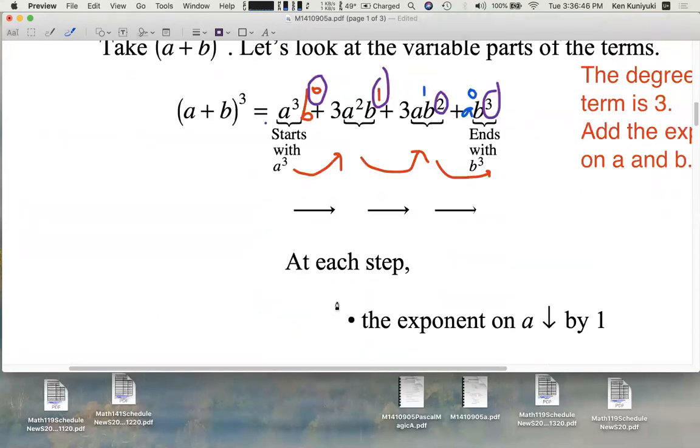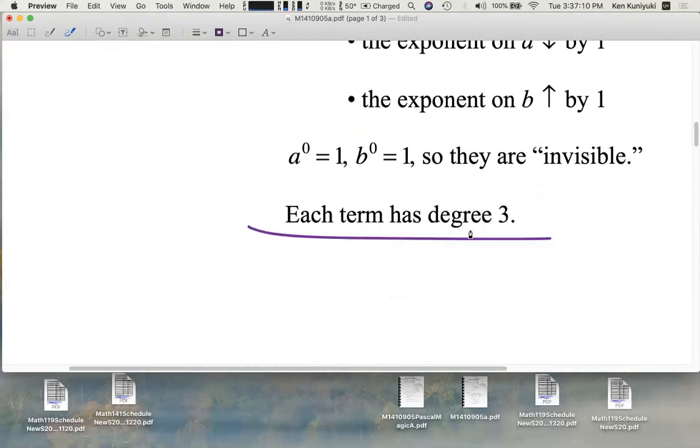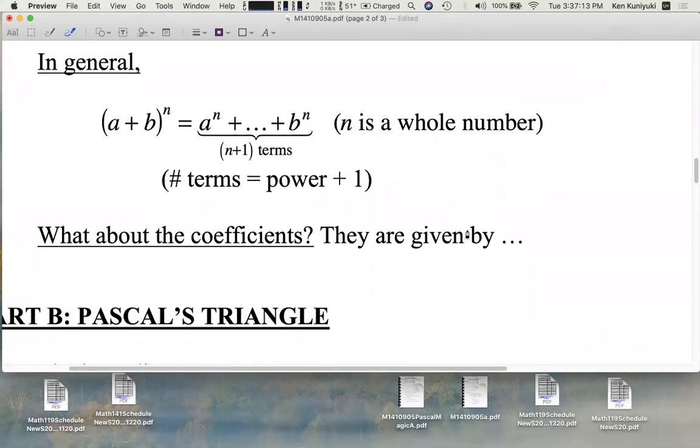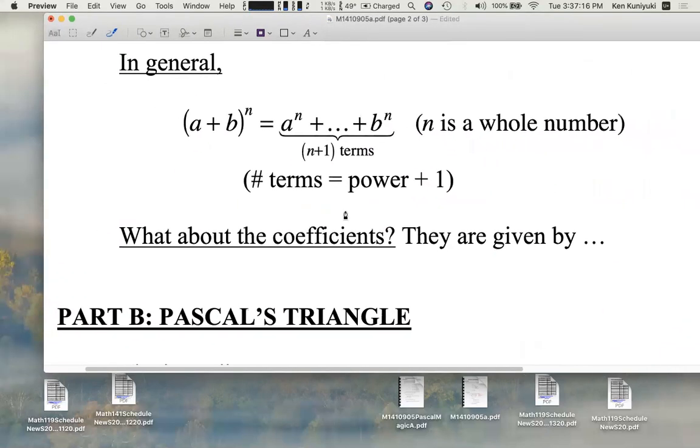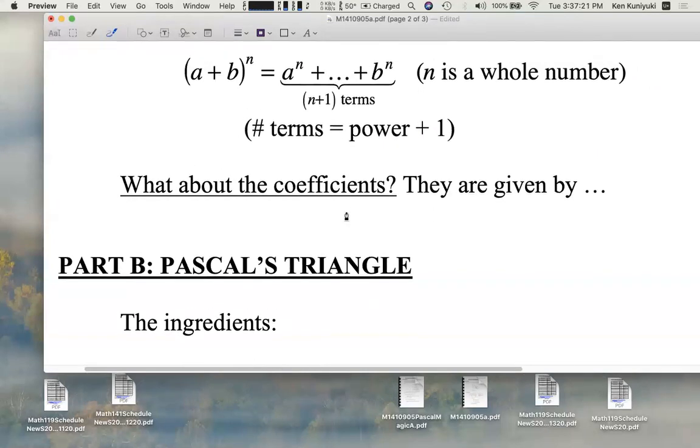What about the coefficients? How do we know the coefficients are 1, 3, 3, 1 here? I'm going to erase all this for now. How do we know these are going to be the coefficients? It's from something magical, something really amazing in math. They're given by Pascal's triangle, named after Blaise Pascal. Now, you might remember Pascal's triangle from your old algebra days. How do you construct Pascal's triangle?